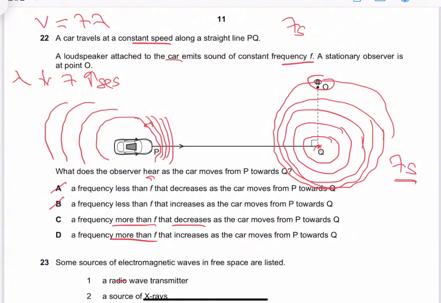Very tricky. If you have any other method to work this out, please share in the comment section below. The other method you could look at is to consider the components of velocity, but it's rather complicated because you'll be looking at the component of velocity in this direction. So this will be, let's say, v cos theta. As you move, the angle theta is increasing.